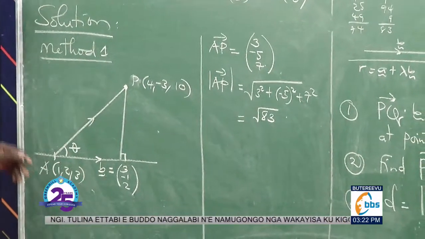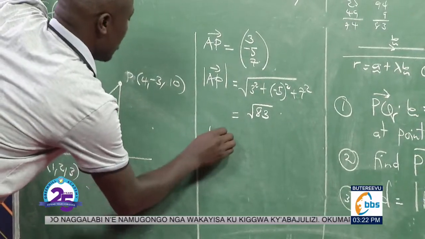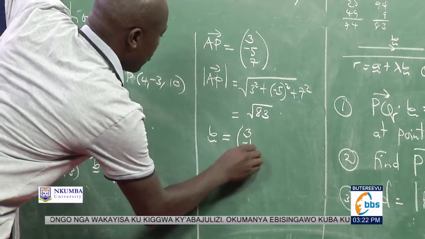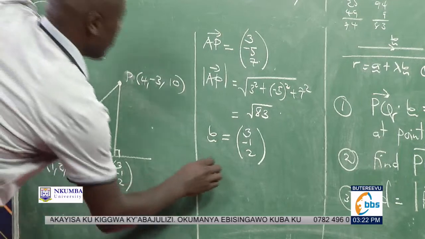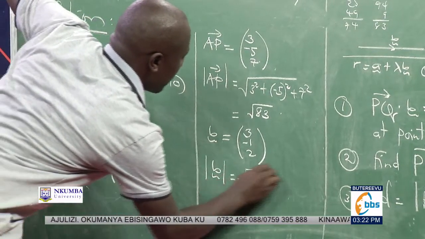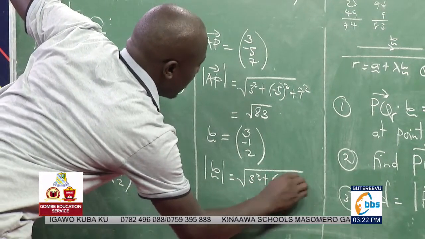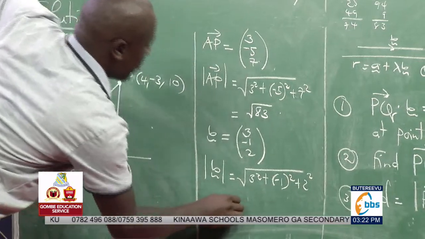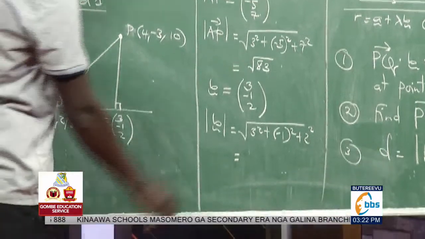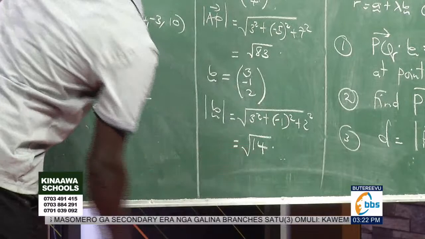Then we have the direction of the line, that is the vector B, given by (3, -1, 2). We shall also need its magnitude. Magnitude of B is going to be root of 3 squared plus negative 1 squared plus 2 squared. So we have 9 plus 1 plus 4, which is 14. So that is the magnitude of B, root of 14.